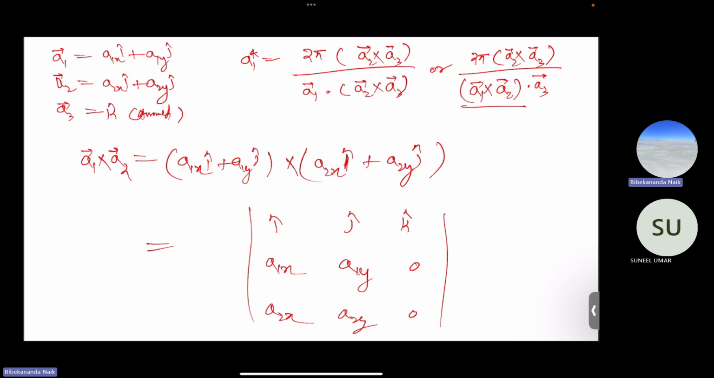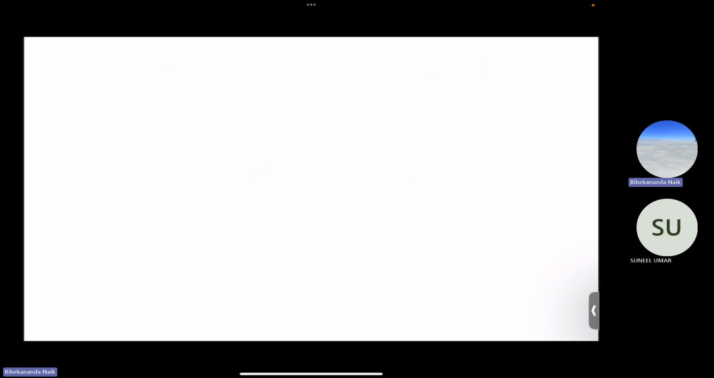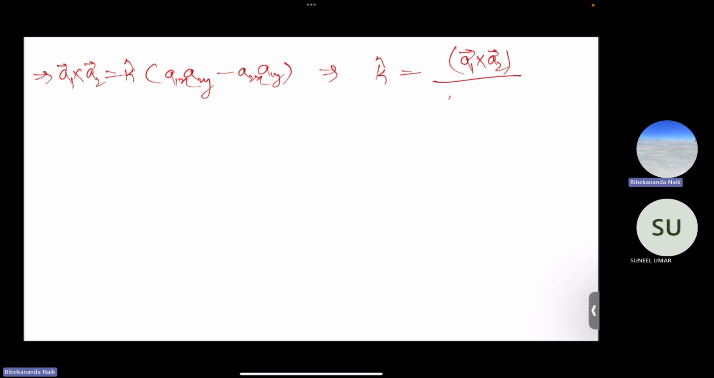So it will give us k cap (A1x A2y minus A2x A1y). So A1 vector cross A2 vector is equal to k cap (A1x A2y minus A2x A1y). So we got the value of k cap as A1 vector cross A2 vector divided by (A1x A2y minus A2x A1y).